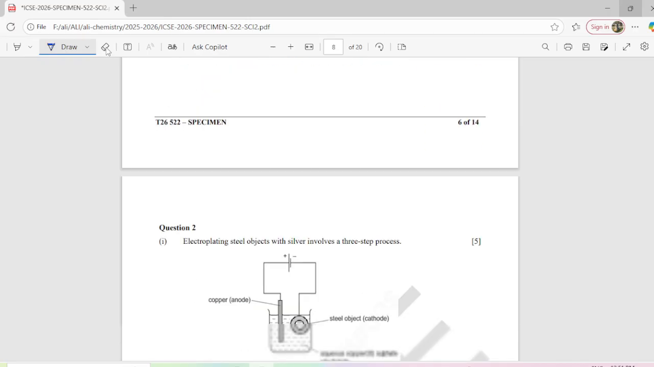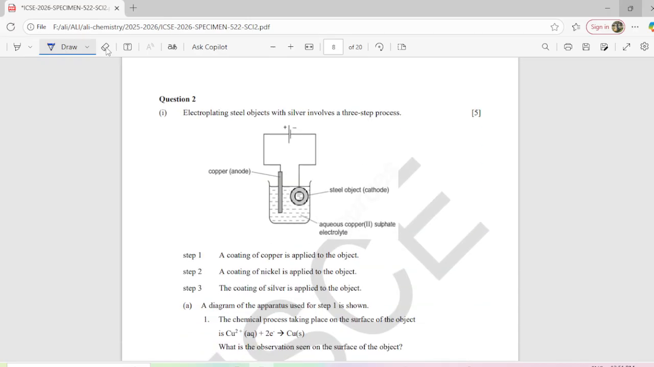So this is about MCQs. Next, move to the next question. Question number 2. Electroplating steel objects with silver involves a 3-step process. A coating of copper is applied to the object, that is step 1. And step 2, a coating of nickel is applied to the object. Next, step 3, the coating of silver is applied to the object.